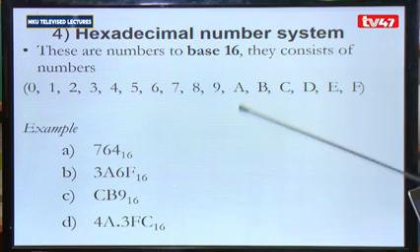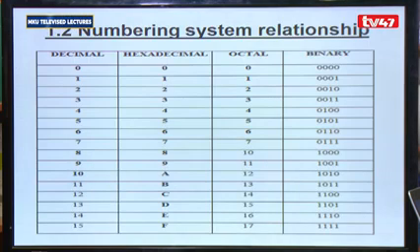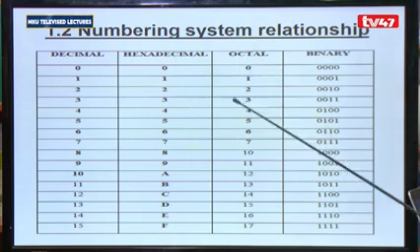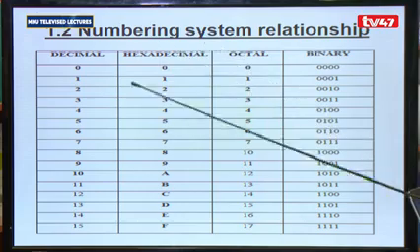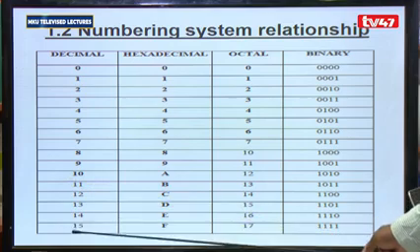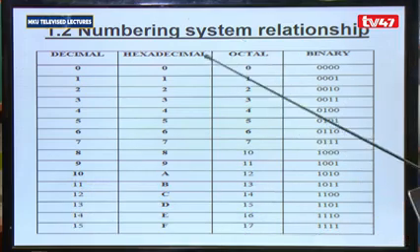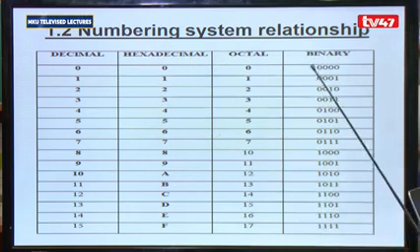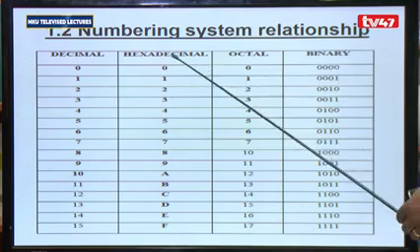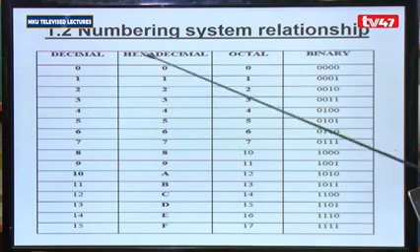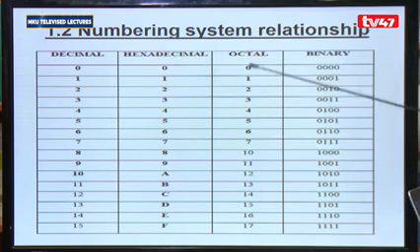Where do we use these numbering systems, especially in computing? But before we get to know where we use them, this is the numbering system relationship. When you look at the decimal numbers from 0 all the way, you can equate them to the equivalent hexadecimal, octal, or binary. 0 is equivalent to the binary 0, the octal 0, and the hexadecimal 0.